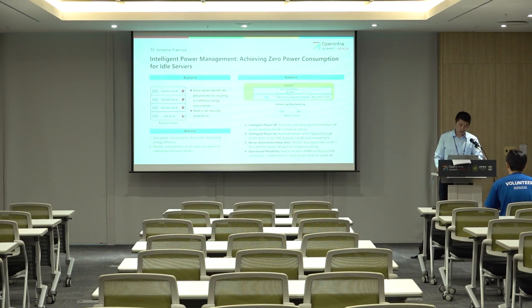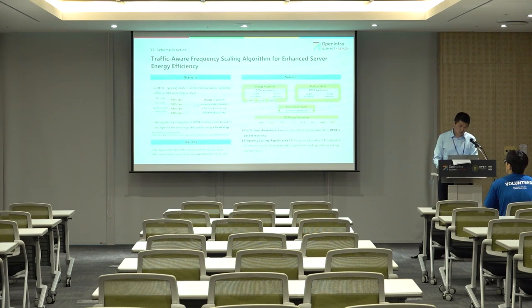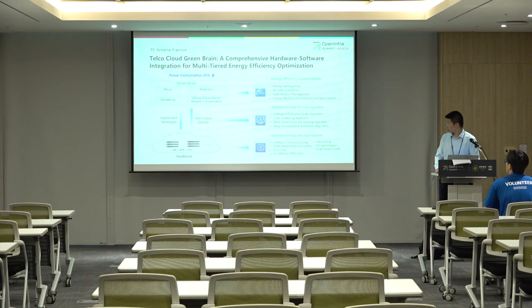Based on all these features, it is expected to achieve 25% power consumption saving. But in the telco cloud scenario and the IT scenario, there may be some difference, because in the telco cloud scenario, when we enable all these kinds of features, we need to be more careful. Because we consider reliability as the first priority. In case we want to save some energy, but it causes a network accident, that is not what we want.